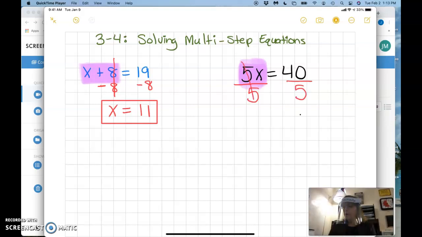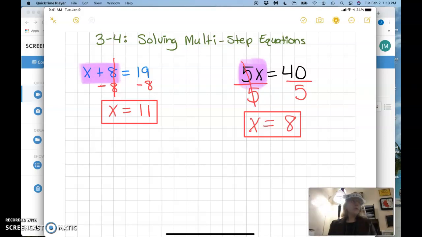I know I keep repeating myself and saying the same things over and over, but there is a reason why. You've got to have this process down perfectly before we move on to what we're doing today. So now I get x equals, and what is 40 divided by 5? 8. Good. So this is another type of one-step equation. This one used division. The last one used subtraction. That is what we learned the last couple of weeks.